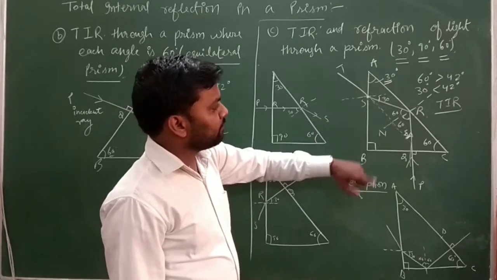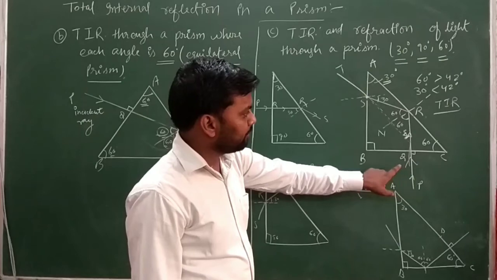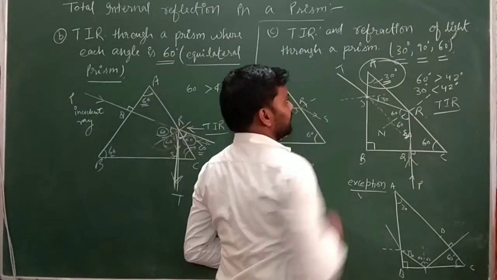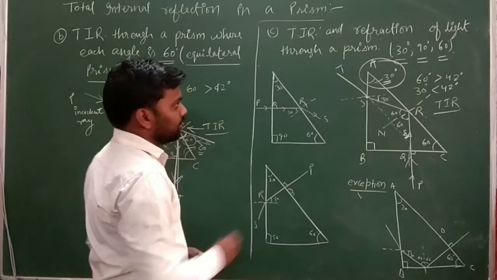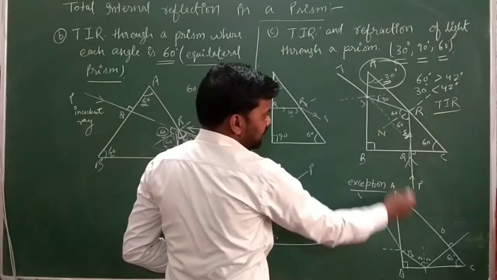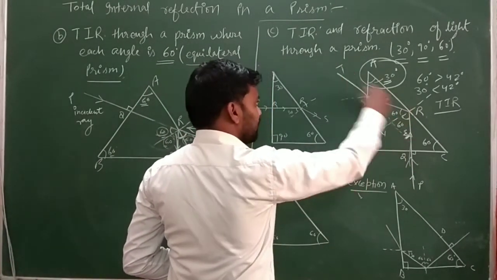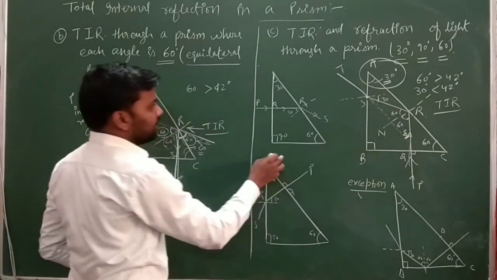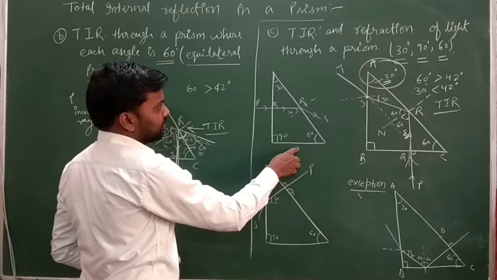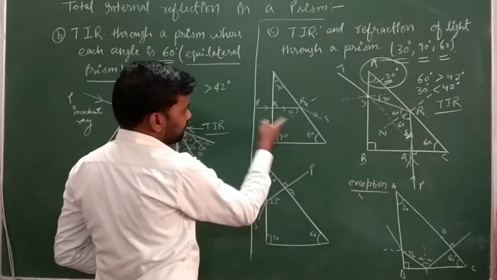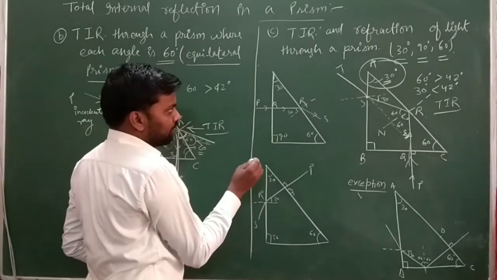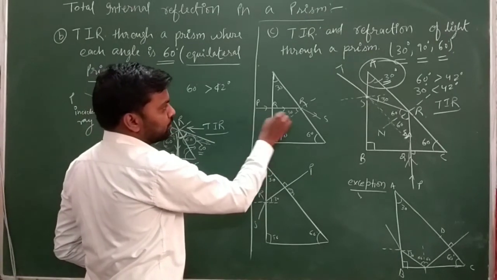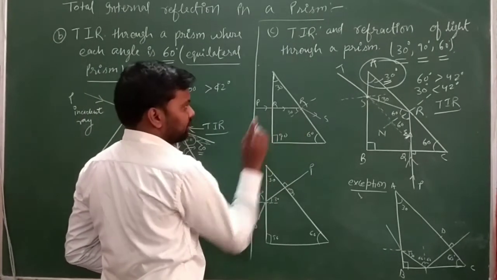Students, keep in mind we are throwing the light through the base BC, which is opposite to the angle of 30 degree. Okay, opposite to it is this base, from here we threw the light, so this light ray showed total internal reflection. But if we throw the light ray not from this side but from this surface, then what will happen? In that particular case it will not show total internal reflection inside the prism.